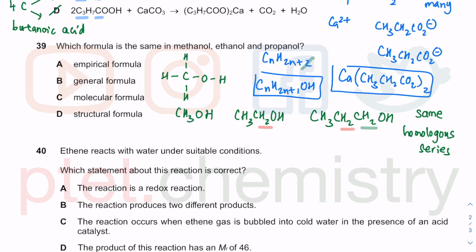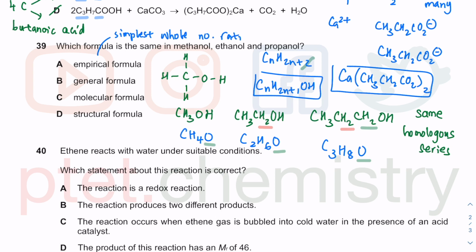In terms of empirical formula, they will never be the same, I think, because there will be CH4O, and this is C2H6O, C3H8O, and so on. All of them you can see have only 1 oxygen. You cannot get any simpler, because that is to do with the simplest whole number ratio of atoms as stated in the year 9 syllabus. Definitely different empirical formulas, because you cannot simplify them any further.